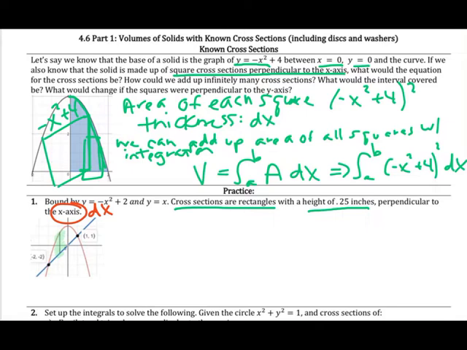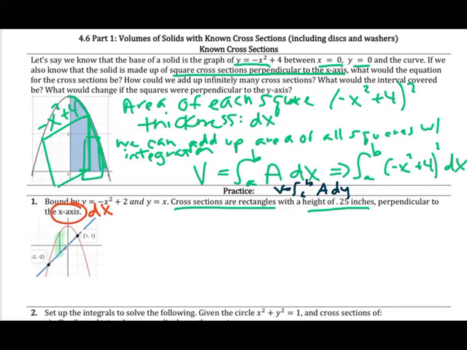You will see problems today where this volume formula is actually the integral from a to b of the area with respect to y, if the curve that we're talking about is in terms of y. That's not true on this particular problem. We're talking about cross sections that are perpendicular to the x-axis, but if they were perpendicular to the y-axis, we'd be integrating with respect to y.